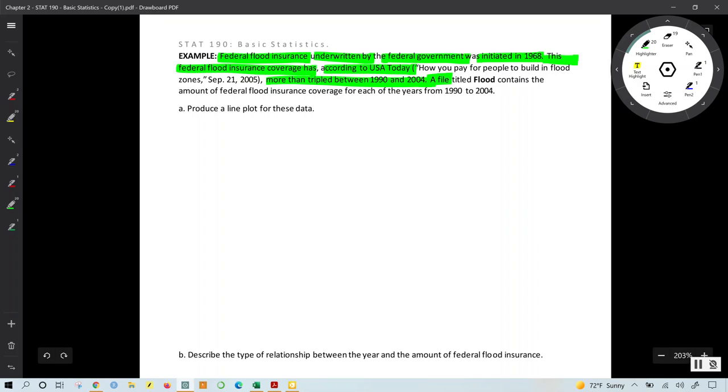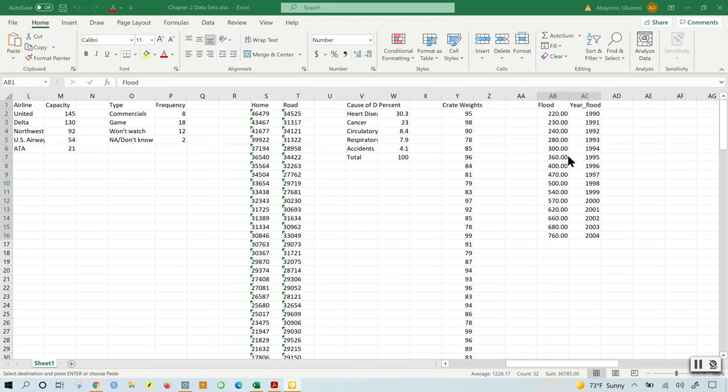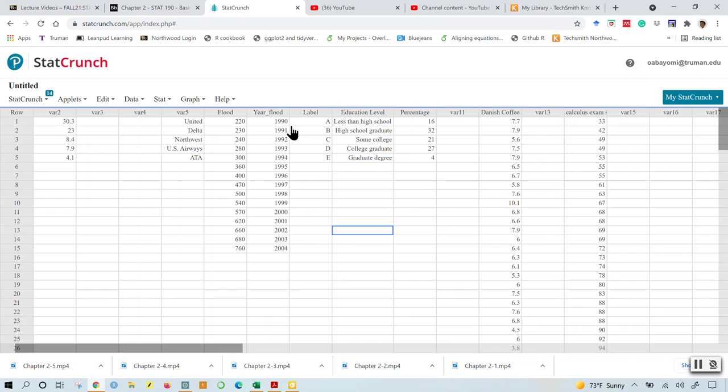So the data is contained in a file titled Flood, that contains the amount of federal flood insurance coverage for each of the years from 1990 to 2004. Our goal is to produce a line plot for this data set just to see if the claim is well justified. Here in our Excel file, you see the flood and the year of the flood. And I've copied this data and I've taken it into StatCrunch. I have flood and year of flood.